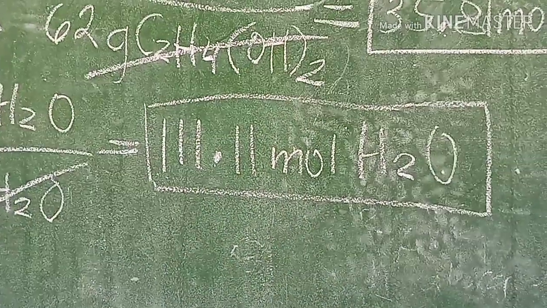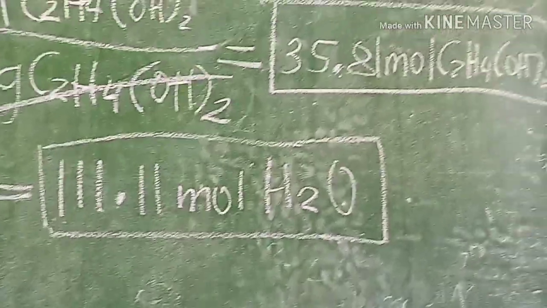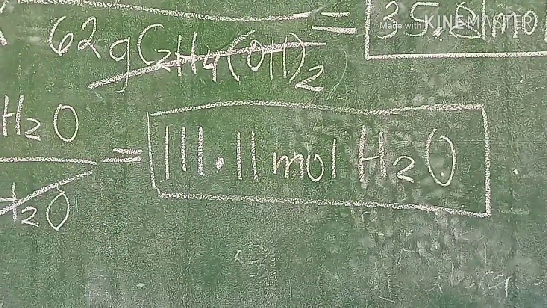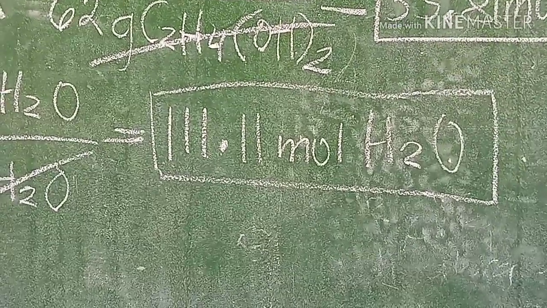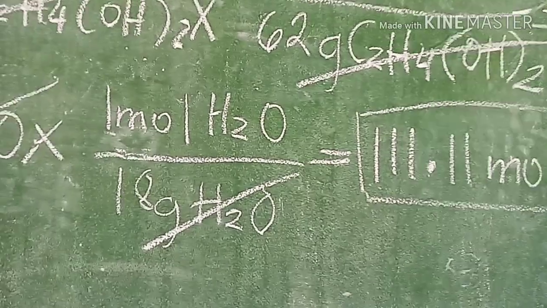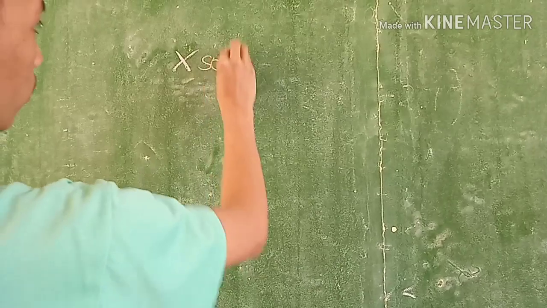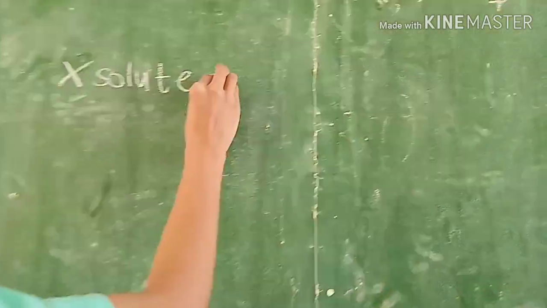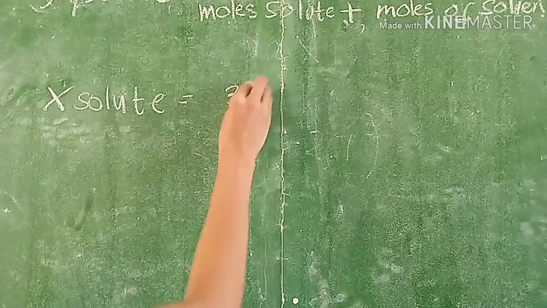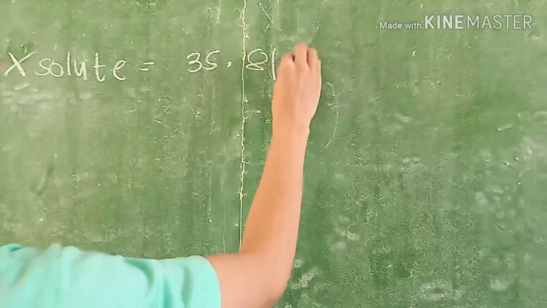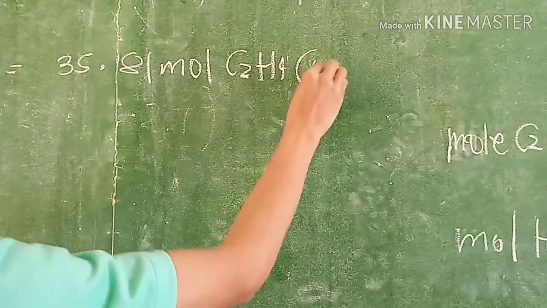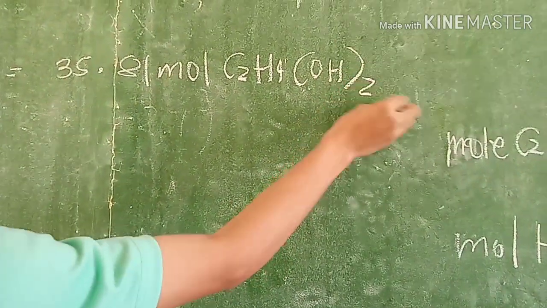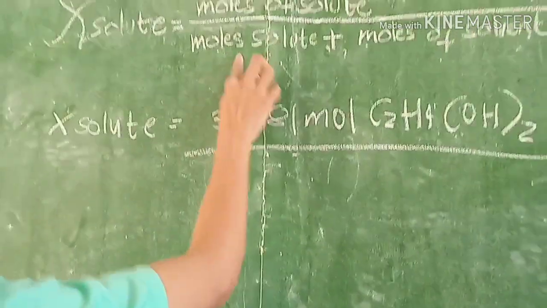Since we are done converting the grams of solute of ethylene glycol into moles of solute, and the gram solvent of H2O into moles of H2O, we can now solve the mole fraction of the ethylene glycol. So the moles of solute is 35.81 and the moles of solvent is 111.11. So we can now distribute the answers in the formula stated.